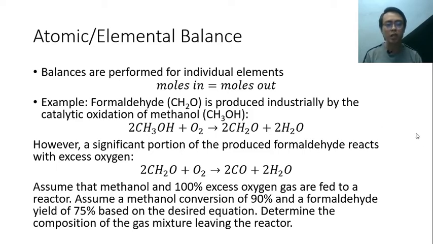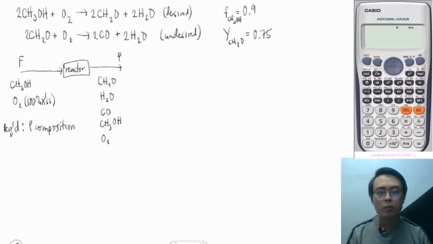So let me first list the given. Okay, here's the given of the problem. So we have our 2 equations, the desired equation and the undesired equation. Now, we don't need these equations to solve the problem if you're using the atomic balance method. Of course, if you're using the extent of reaction method or the species balance method, you will be needing the desired and the undesired equation. So let me show you the process.